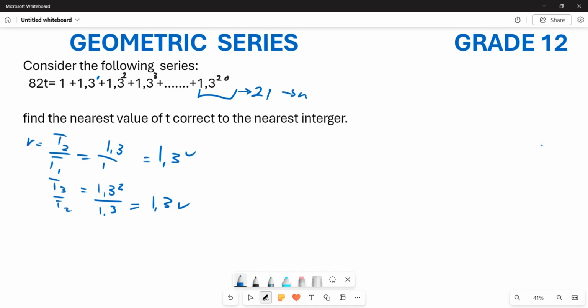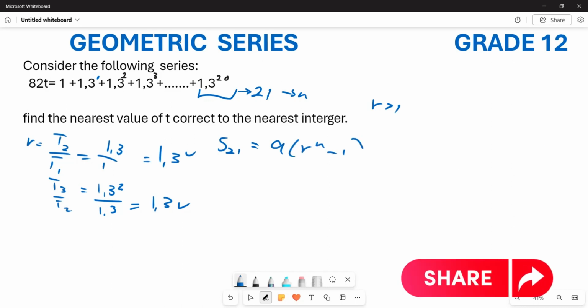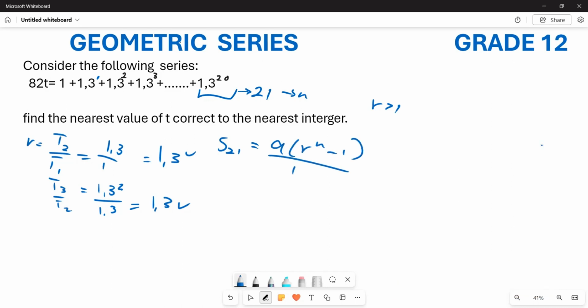Because this is a series, we are going to find S of 21. What type of series is this? This is a diverging series, because your value of r is greater than 1. So since this is a diverging series, we are going to use the formula a into bracket r to the n subtract 1, all over r subtract 1. Are we together?